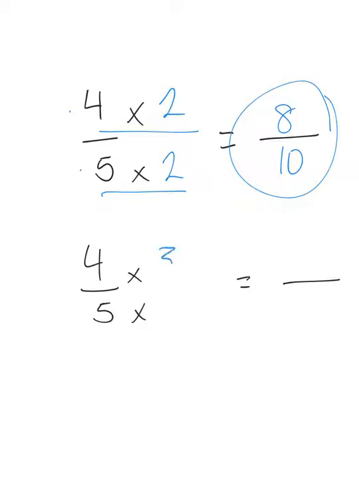Now, most of the time it's going to ask them to provide more than one equivalent fraction, so then, super easy. Let's multiply times 3. 4 times 3 is 12. 5 times 3 is 15. Another equivalent fraction. Truly remarkable.